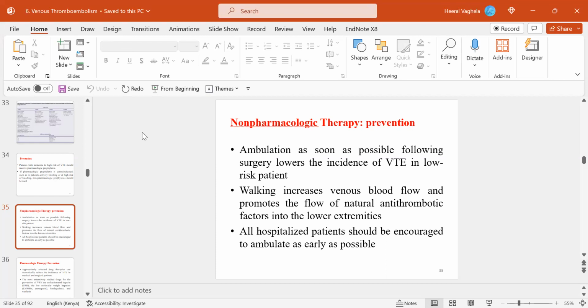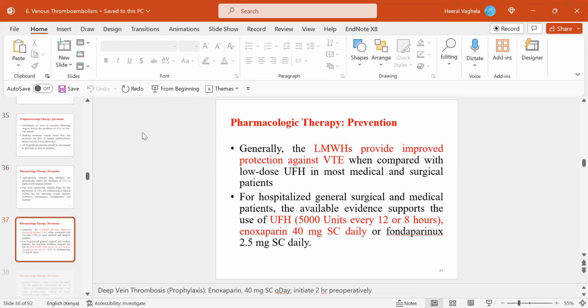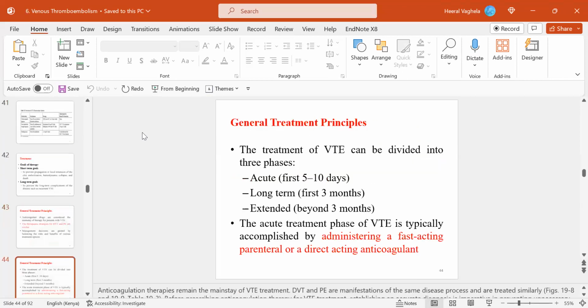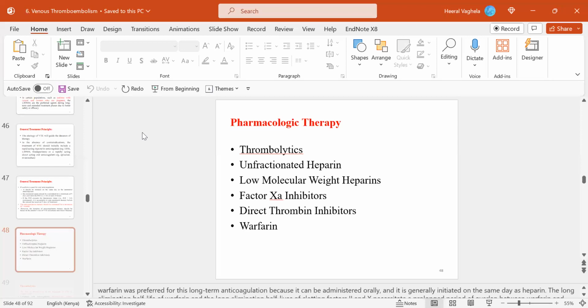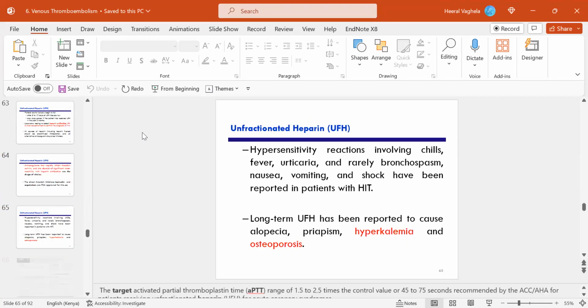Okay, in this case, from the slides that you're currently displaying, there is walking, which will increase venous blood flow and promote the flowing of the natural antithrombotic factors. Majorly in this, we are looking at people on long flights or whose work involves a lot of sitting. You'd encourage them to stand up perhaps every 30 minutes and walk a bit.